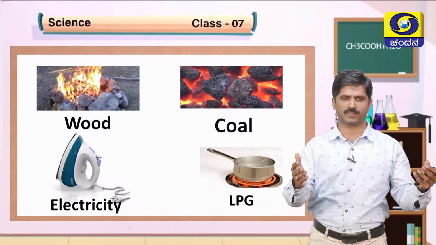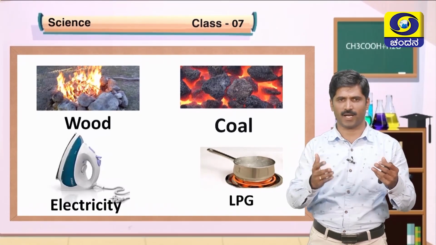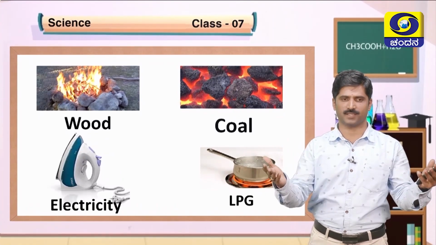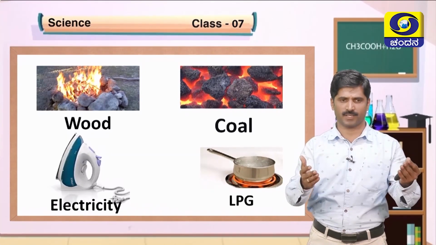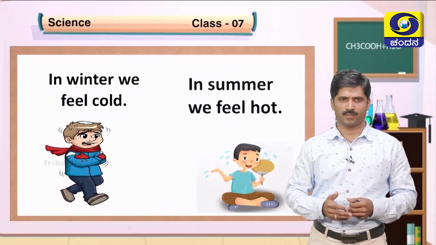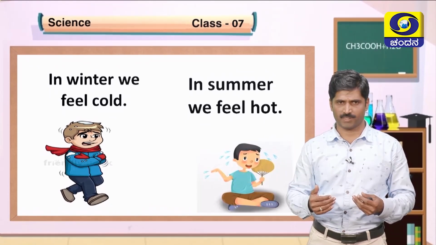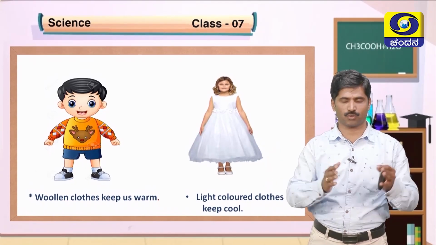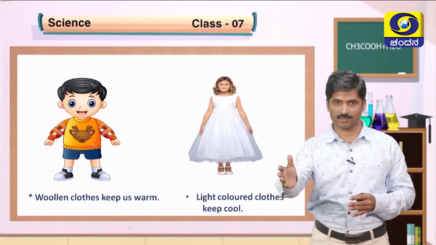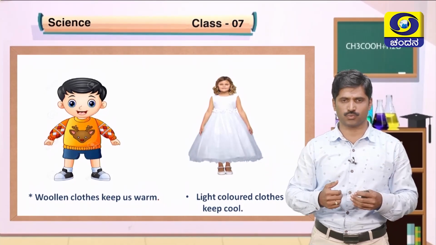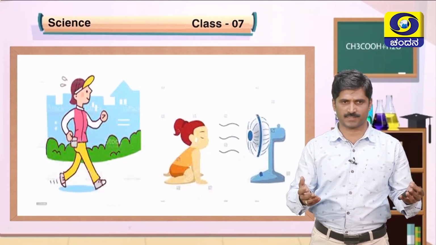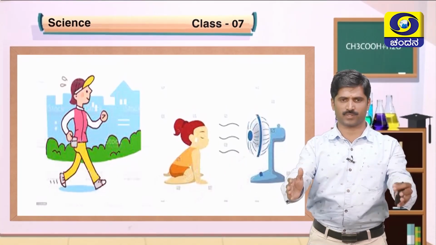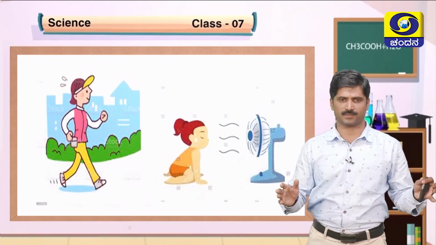We can also get the heat from burning wood and coal, LPG, petrol, diesel, kerosene, etc. And we can also get heat by using electricity. In winter, we feel cold. In summer season, we feel hot. In winter season, we wear woolen clothes to keep us warm, and summer season, we wear light colored clothes to keep us cool. If we exercise, we feel hot and we go to fan and we sit in front of that one. Then we feel relaxed and cold.